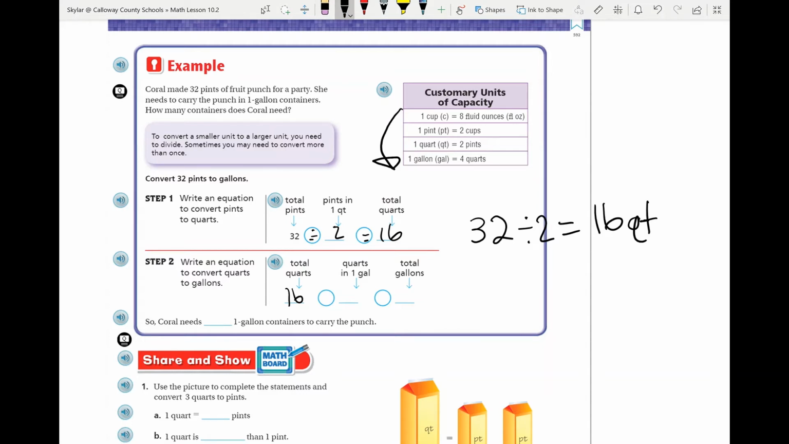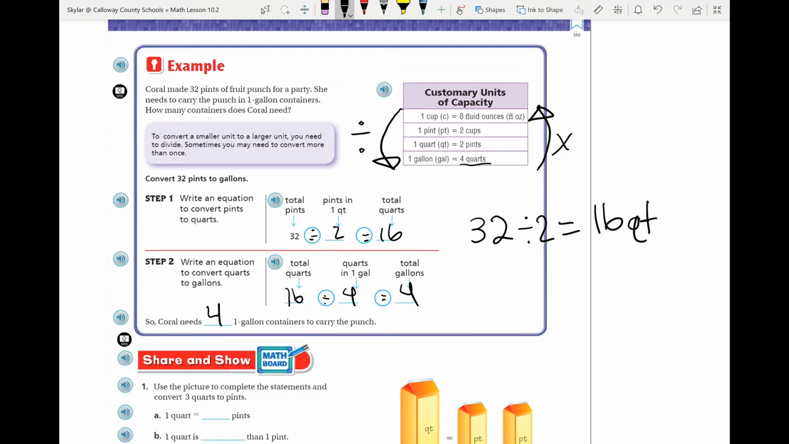your unit gets bigger, so you need to divide. If you're moving up, your unit gets smaller, so you need to multiply. So since we're moving down from a quart to a gallon, we are dividing by how much? Well, there's 4 quarts in a gallon, so divide by 4. That will give you 4 gallons. So that means she needs 4 1-gallon containers to carry the punch.